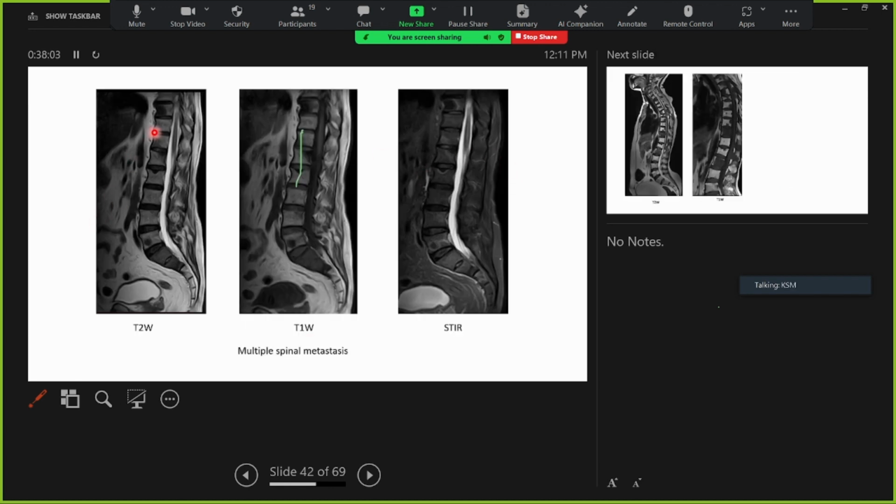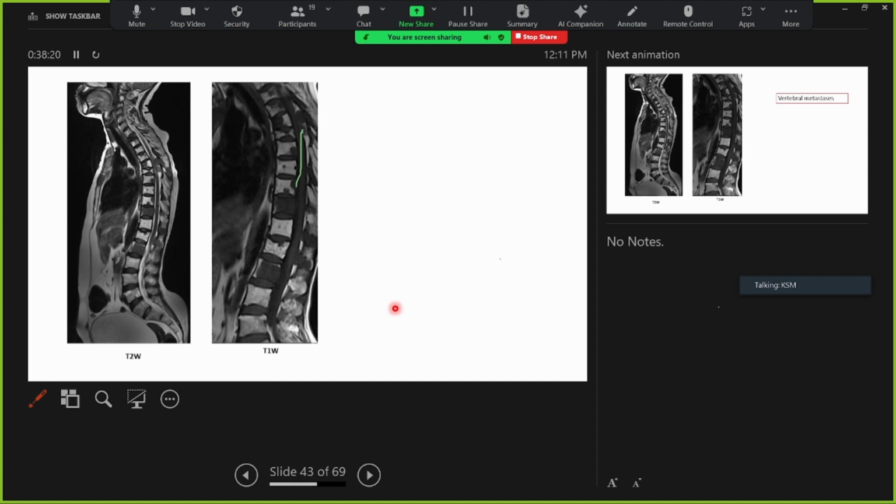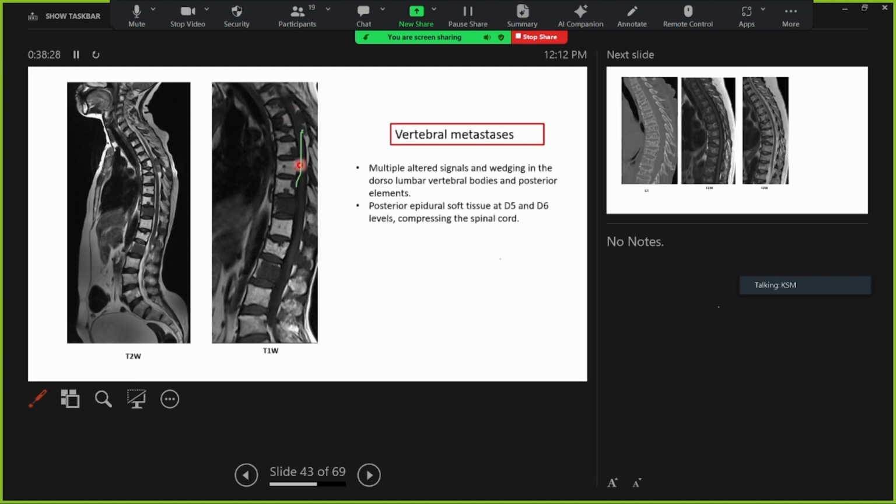And there are multiple abnormalities involving multiple vertebrae. You can see the lower thoracic, lumbar and the sacral segments as well. This is T2, T1. And this is the appearance of multiple spinal metastases. Again, you can see multiple levels involving low signal intensity lesions. Here you can see the vertebral metastasis.